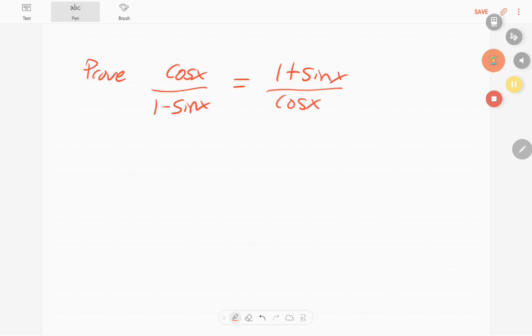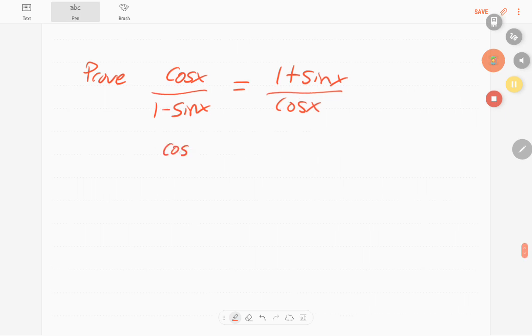So, taking a look at it, I will start my proof by putting down cosine, what's on the left side, over 1 minus sine of x. I'll put that on the left side. And I've got to figure out how I'm going to change it. What am I going to do? Well, notice there's this 1 minus sine of x, right? I don't necessarily like the 1 minus sine of x. I wonder if there's a way we can, in a sense, get rid of it.